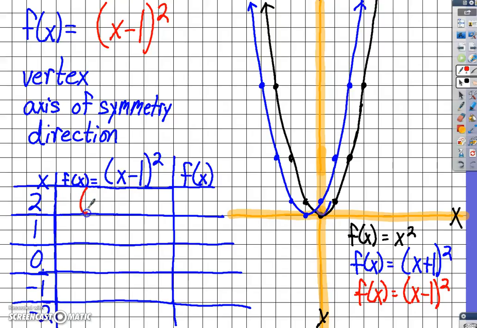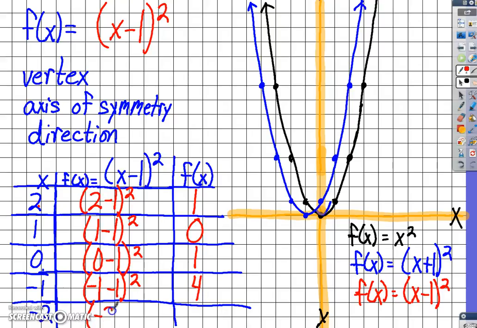If x is 2, so now we've got 2 minus 1. 2 minus 1, well, 2 take away 1 is 1. 1 squared is 1. Okay, so we're going to be at the point 2, 1. What if x is 1? Well, 1 minus 1 is 0. 0 squared is, well, we're at 0. Okay, well, what if x is 0? 0 minus 1, well, that's -1. -1 squared, well, that's just a 1. What about -1? Well, -1 minus 1, that's -2. -2 squared is 4.